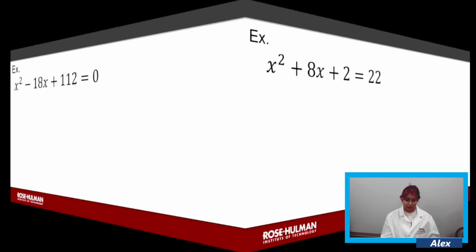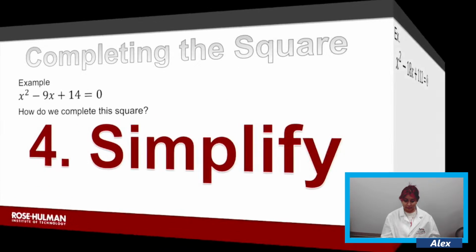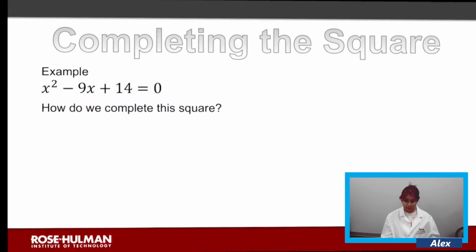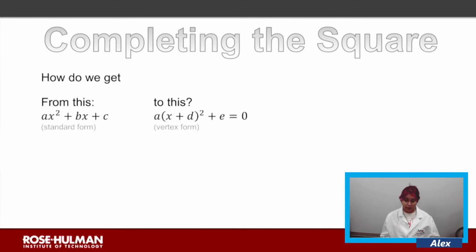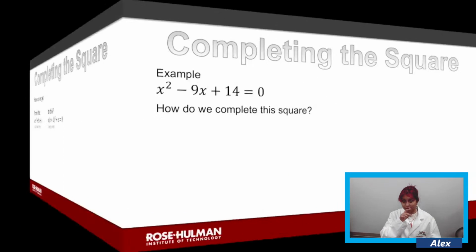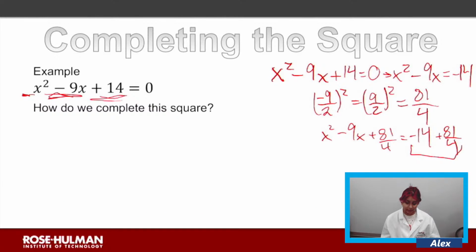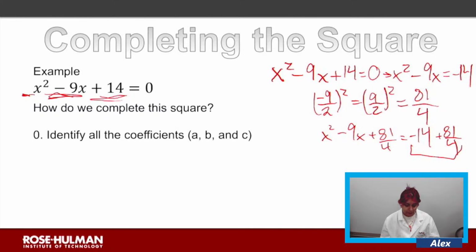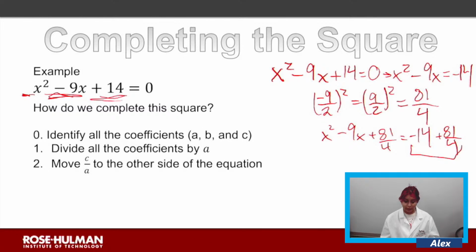So just reviewing really quick. In order to get from our standard form into the vertex form, you have to follow these 4 steps. You have to start by identifying all of the coefficients, a, b, and c. If your a is not 1, divide all of the coefficients by a and move c over a to the other side of the equation.